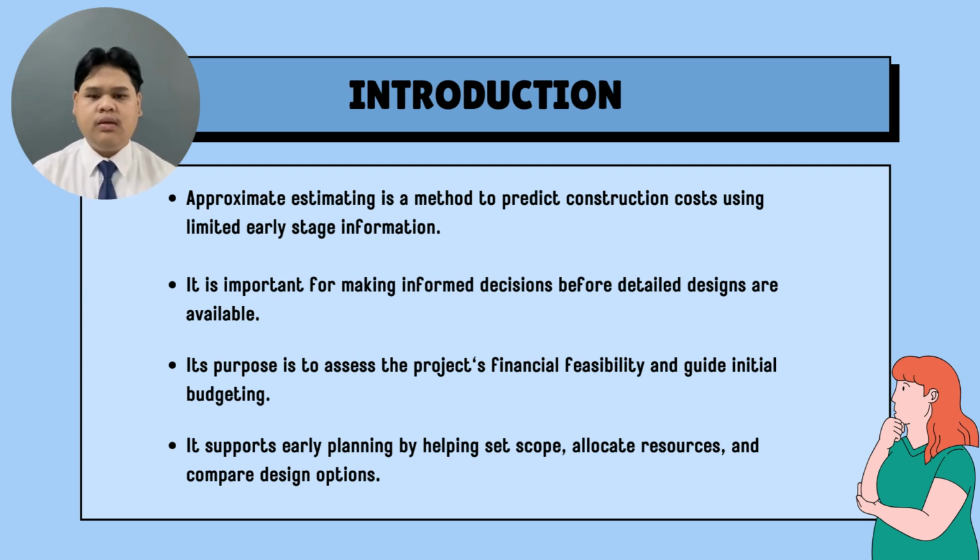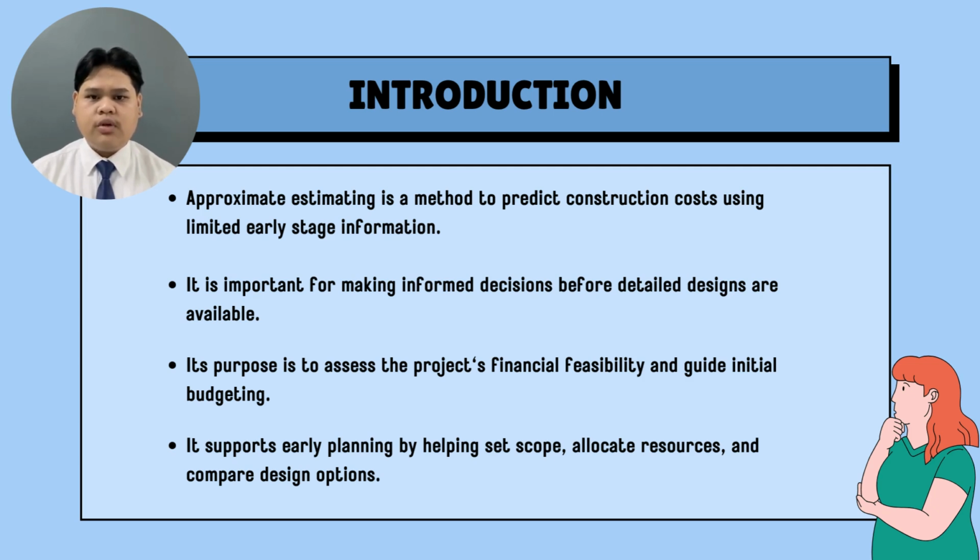Firstly, introduction. Approximate estimating is a method used to predict the overall cost of a construction project based on limited information, usually in the early planning stage. It doesn't rely on detailed design but instead uses general factors like floor area and building type.